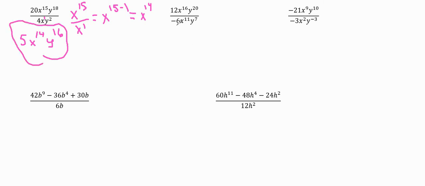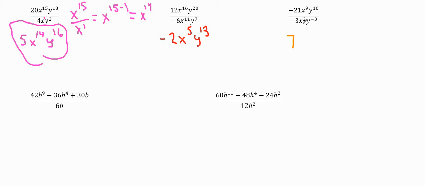The next one, 12 divided by negative 6 is a negative 2. For the exponents, x to the 16th divided by x to the 11th, 16 minus 11 is 5. And for the y's, y to the 20th divided by y to the 7th, 20 minus 7 is 13. For the top right one, negative 21 divided by negative 3 is a positive 7.